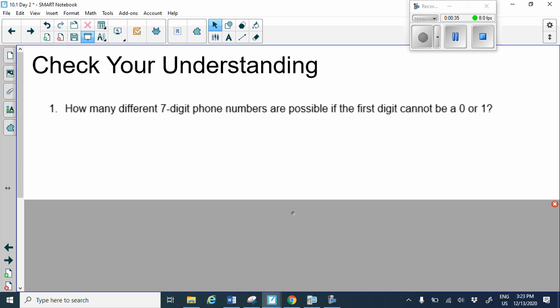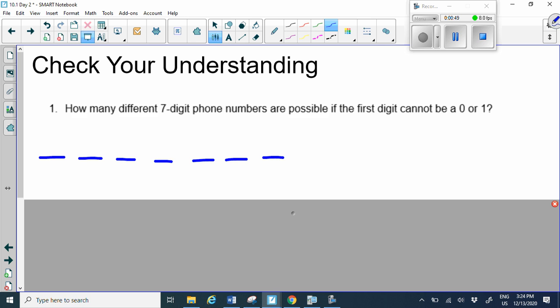So here it says how many different 7-digit phone numbers are possible if the first digit cannot be 0 or 1. This is going back to our 10.1 day 1 notes. If we have 7 things, 1, 2, 3, 4, 5, 6, 7. Remember, if we have 0 all the way to 9, that's 10 digits total. But if our first digit can't be 0 or 1, that means we only have 8 options for our first digit. And these can be repeated, because there's nothing that says the digits cannot be repeated.